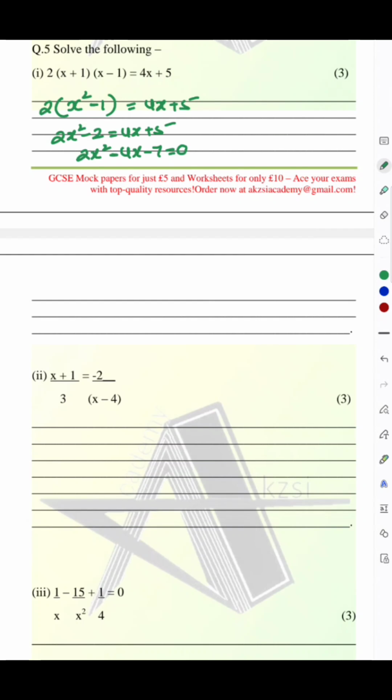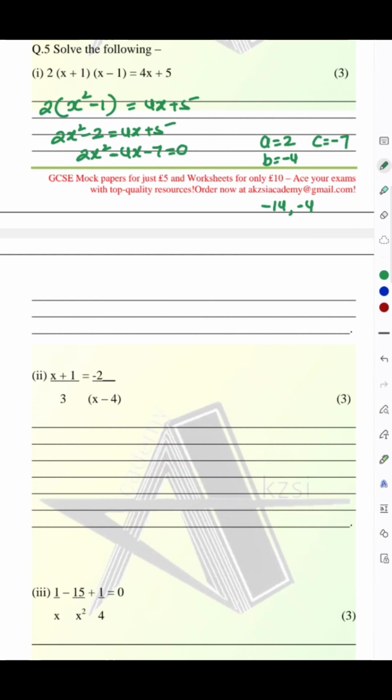The product should be equal to AC. That means A is 2, B is negative 4, C is negative 7. Product should be A times C, that is negative 14, and sum should be negative 4. We have to start with the numbers always. This is the best trick to find two numbers. Always start with the product.